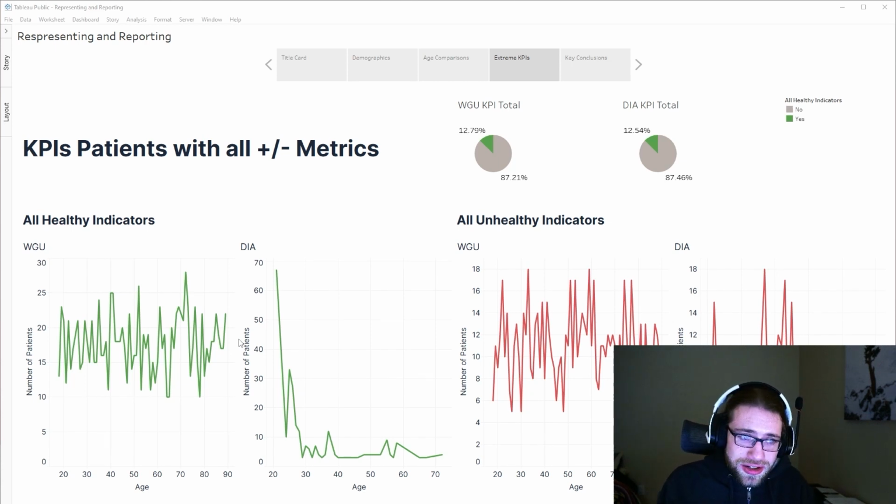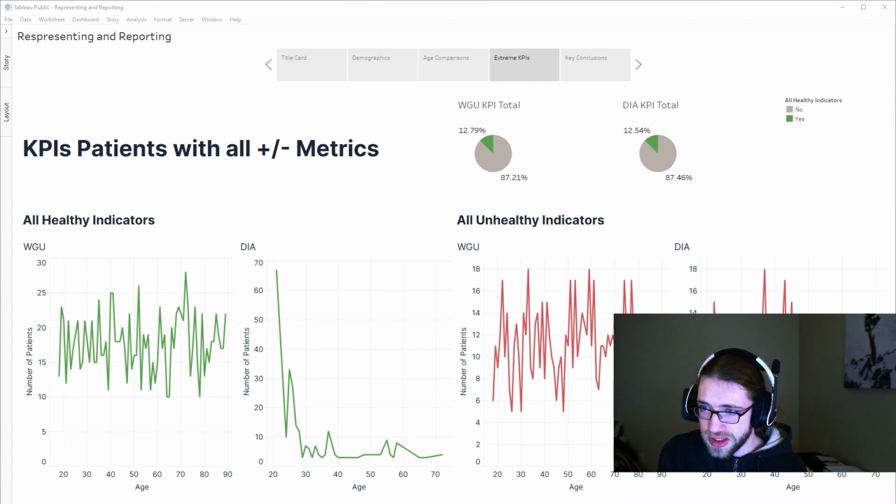When it comes to our competitor, the DIA hospital system, we see that they have a steep fall off from their 20 to 30-year-olds. I believe it was around a 90% drop off in all healthy indicators. So when it comes to diabetes, overweight, and high blood pressure, they're not able to keep the same amount of patients with all healthy indicators long term.